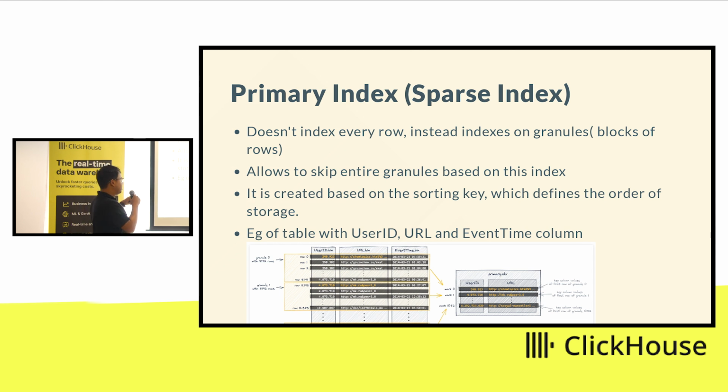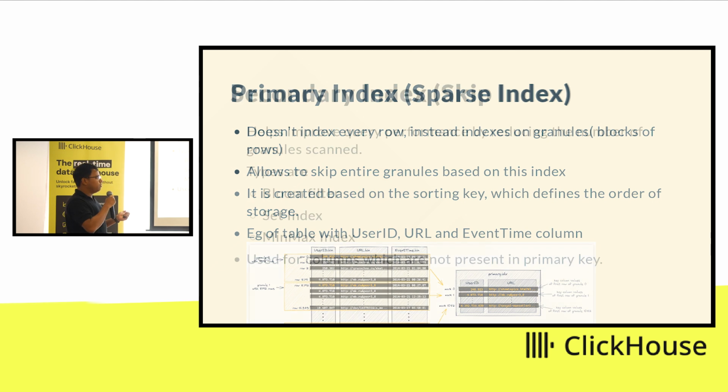In this example, there are 3 columns in my table, and I've sorted the data by them, and the primary key is user ID and URL. For each granule, the primary index stores the first row of that granule. So here, this row is stored in the primary index, and this row is stored in the primary index. That's how the primary index of ClickHouse looks.